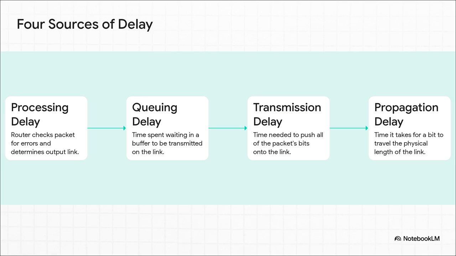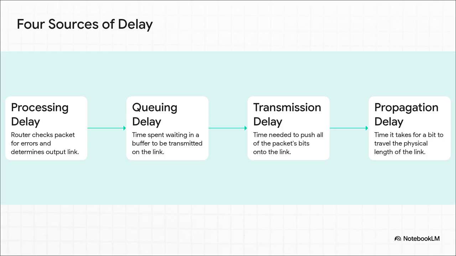Well, it's because every single one of those little packets has to clear 4 potential speed bumps. First, the router has to process it, check for errors. Then it might have to wait in a queue, basically a line, behind other packets. After that, it takes time to actually transmit all of its data onto the wire. And finally, there's propagation delay, the literal time it takes to travel the physical distance.